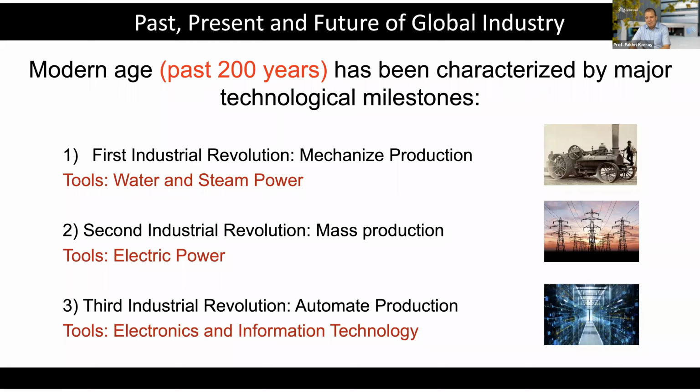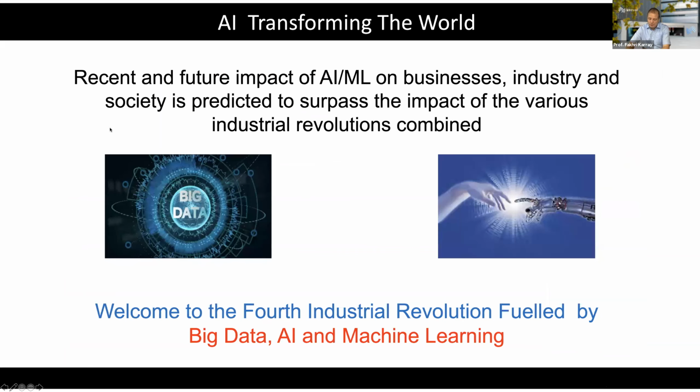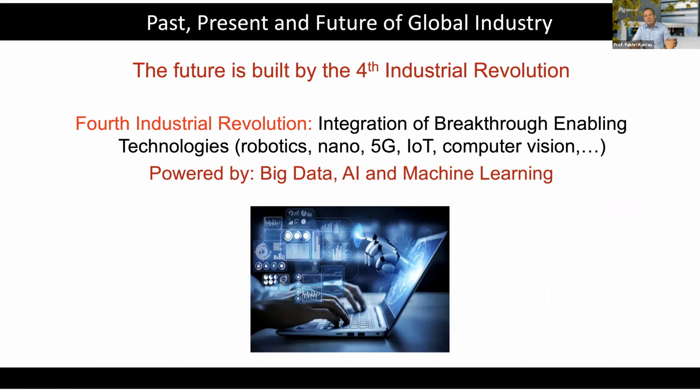and information technology to create a world with quite a bit of automation, manufacturing, and intelligent systems over the past 40 years. And now we are coming to another type of revolution, which a lot of people are calling the fourth industrial revolution. This industrial revolution happens at the joining of a number of breakthroughs of enabling technologies, including robotics, nanotechnologies, 5G, and in the very near future, 6G, Internet of Things, computer vision, natural language understanding.